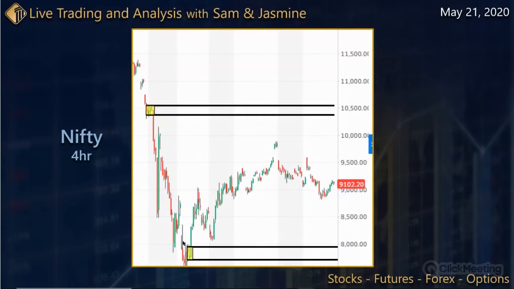However, the demand zone, the footprint of big institutional smart money buying, is down here just below 8,000. We've had no revisits to this level. Okay, so there's the fresh quality demand zone below that range.